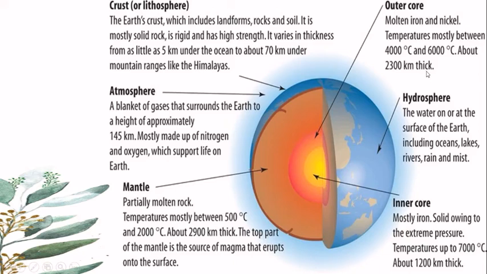and about 2300 km thick. And this portion, yellow color, is the inner core. This is mostly iron and solid owing to the extreme pressure, with temperature up to 7000 degrees, and about 1200 km thick. And this blue color indicates the hydrosphere zone, the water on or at the surface of the earth, including oceans, lakes, rivers, rain and mist.